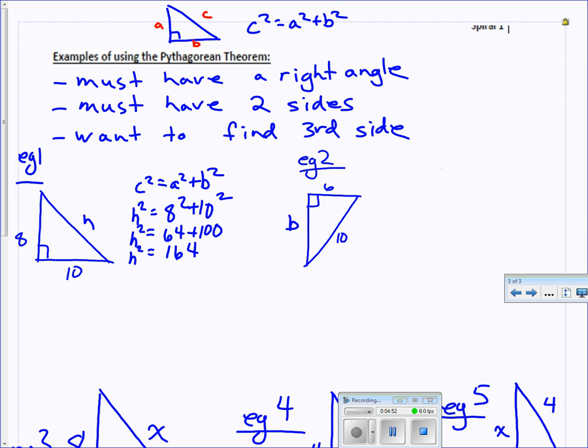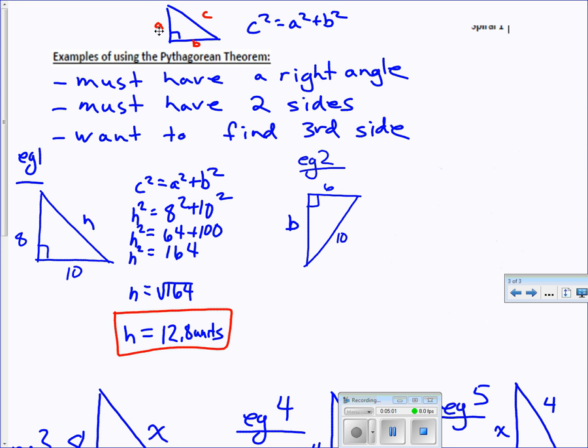So now we end up with h is equal to the square root of 164, which gives us approximately 12.8 units. Now, if there are no units on the triangle, you can write the word units, or you could leave it as 12.8.